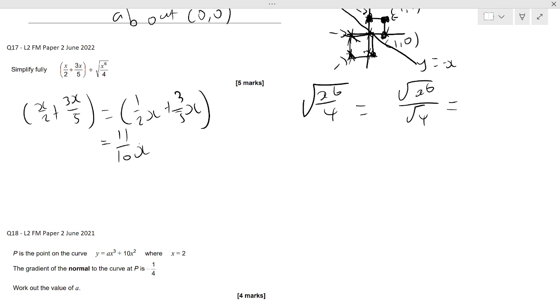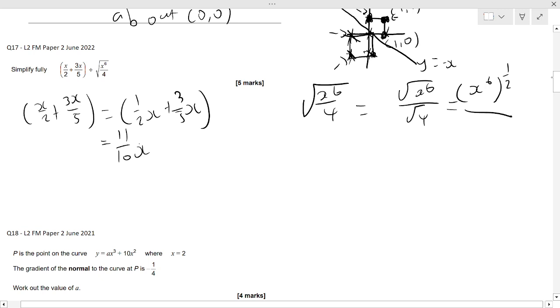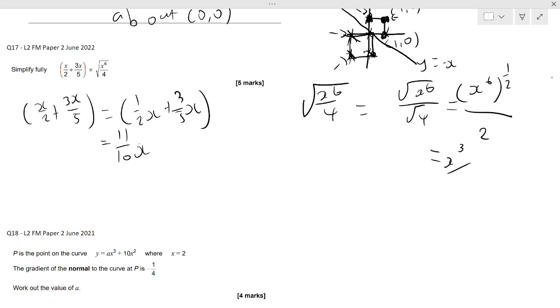So that'll go to x to the 6, well, a square root is a half, isn't it? Again, that's another third law. We can rewrite a root as a power of a half, okay? That's over root 4, which is 2. Then x to the 6 to the power of a half, again we have a bracket. 6 times a half is going to be 3, okay? And then that's simplified.